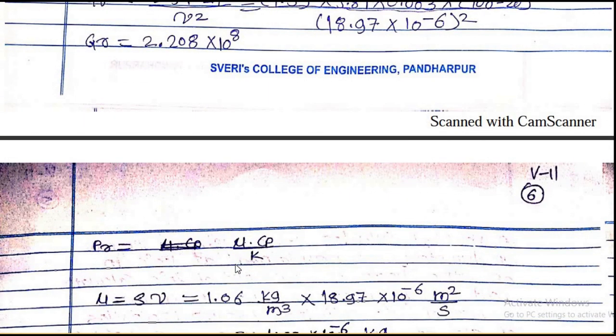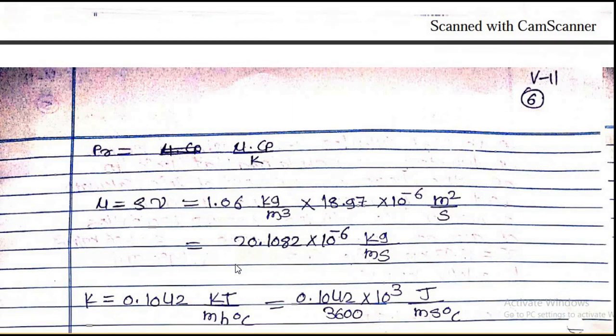Now we have to determine the Prandtl number. The Prandtl number equation we can write as Pr is equal to mu Cp divided by K. So mu is the dynamic viscosity, Cp is the specific heat, and K is the thermal conductivity of the air. Now here in this case, the mu value, that is the dynamic viscosity value, is not given directly. So we have to derive that value.